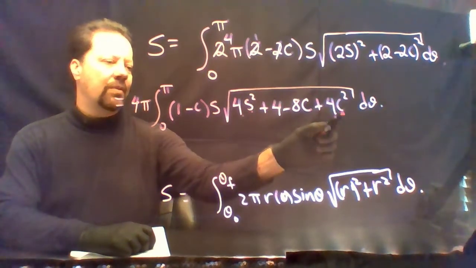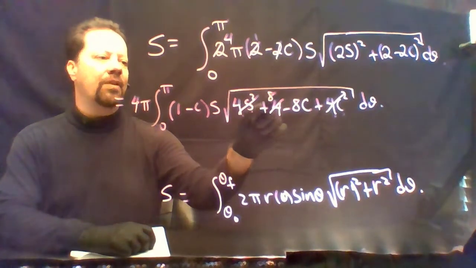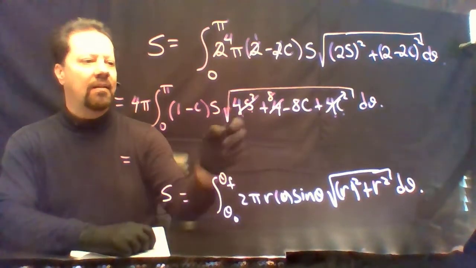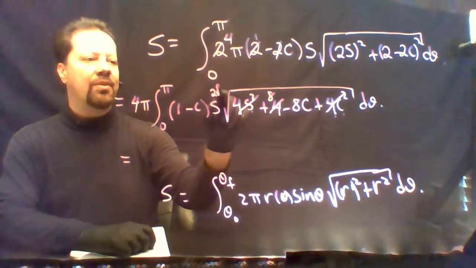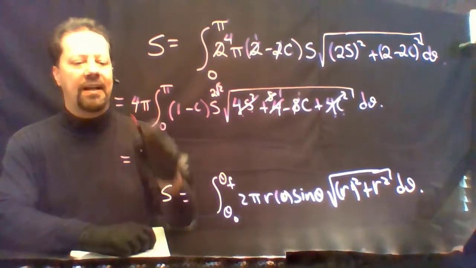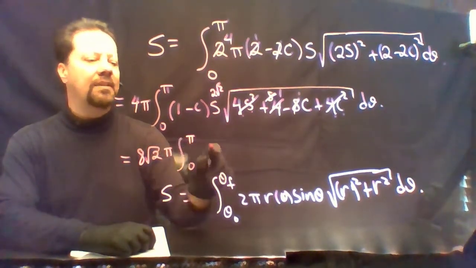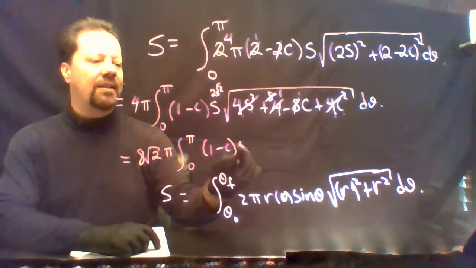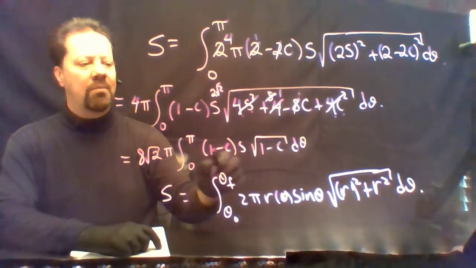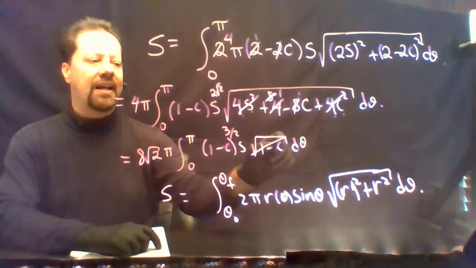4 sine squared plus 4 cosine squared is 4. We'll combine that with the other 4 to make an 8, and we'll bring the 8 out of the square root. 8 comes out of the square root as a 2 root 2, leaving just a 1 minus cosine. We'll have 8 root 2 pi, integral from 0 to pi. We'll have 1 minus cosine, sine, square root 1 minus cosine. 1 minus cosine times the square root of 1 minus cosine is 1 minus cosine to the 3/2.